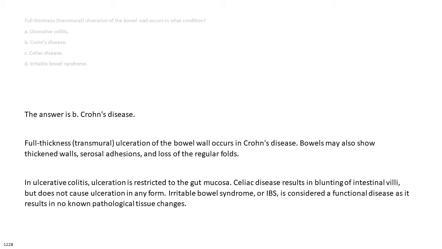In ulcerative colitis, ulceration is restricted to the gut mucosa. Celiac disease results in blunting of intestinal villi, but does not cause ulceration in any form. Irritable bowel syndrome, or IBS, is considered a functional disease as it results in no known pathological tissue changes.